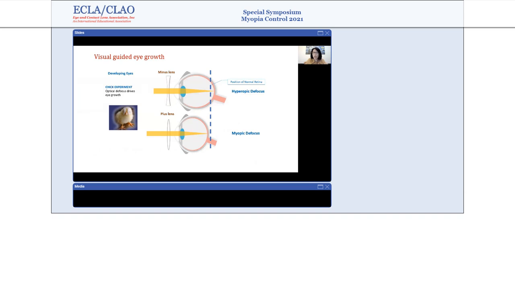The lens induces a hyperopic defocus. And by using a plus lens to shift the image in front of the retina, the eye compensates for the displaced image by shortening the eye length. The lens induces a myopic defocus for the eye.